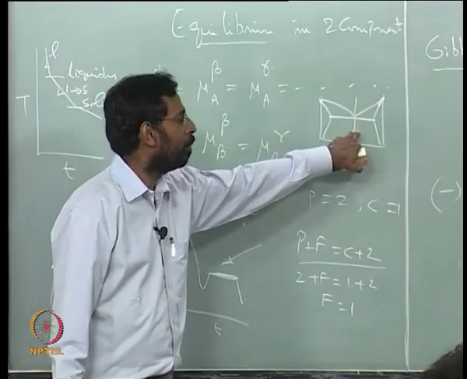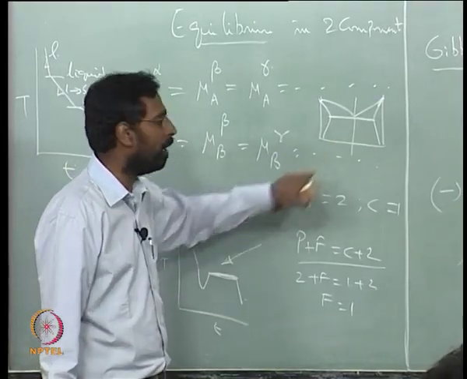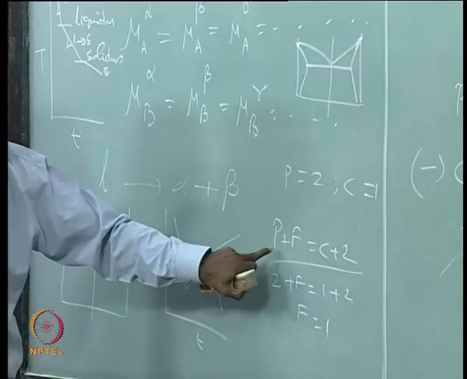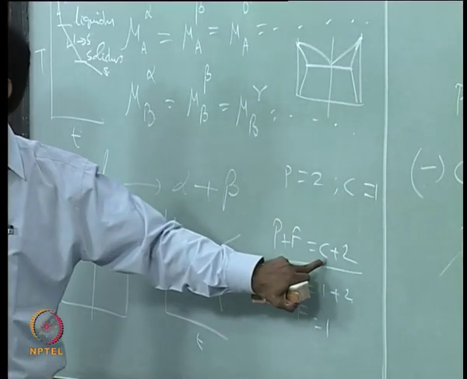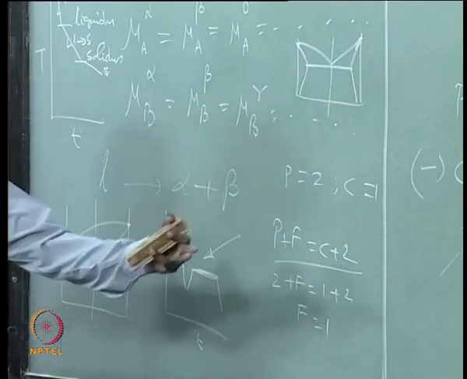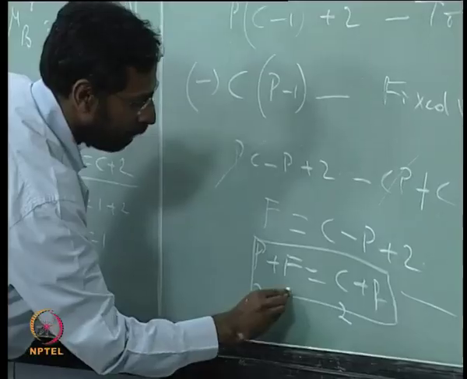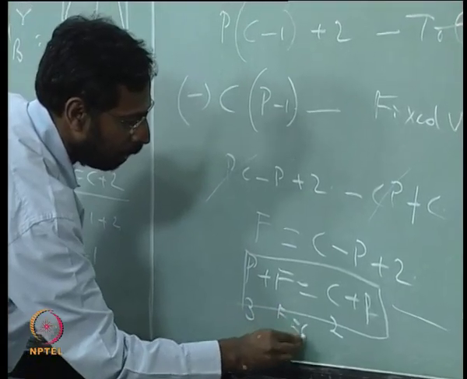because here there are 3 phases in equilibrium, liquid giving alpha plus beta, there are 2 components, put P equal to 3 and C equal to 2 and use condensed phase rule, and you would see that F becomes, for example, if this is 3 and this is 2, F has to be equal to 1 minus 1, equal to 0.